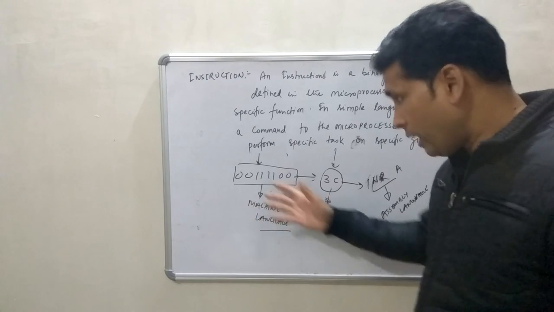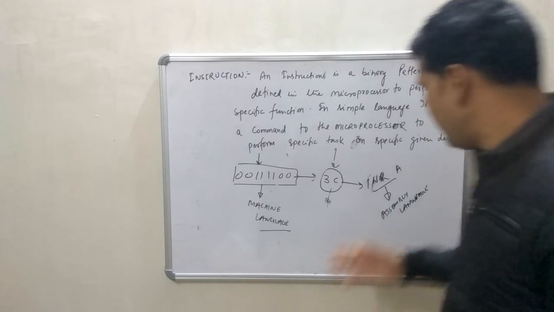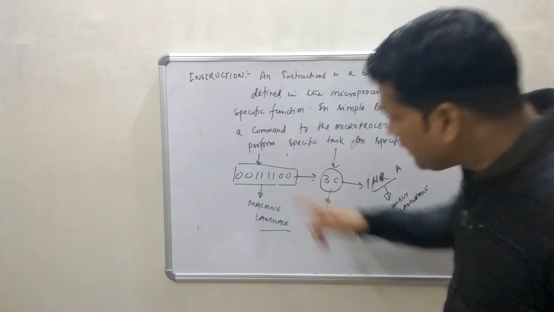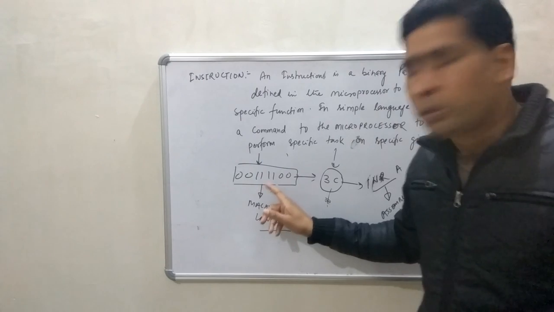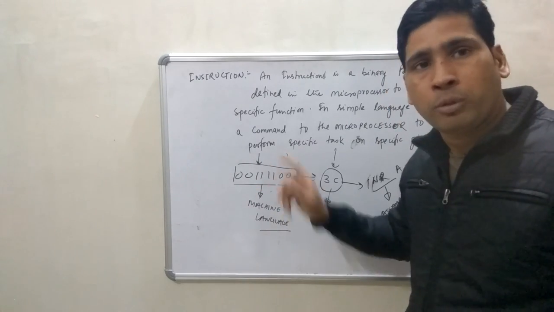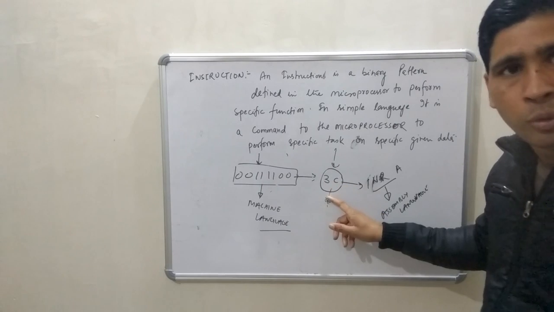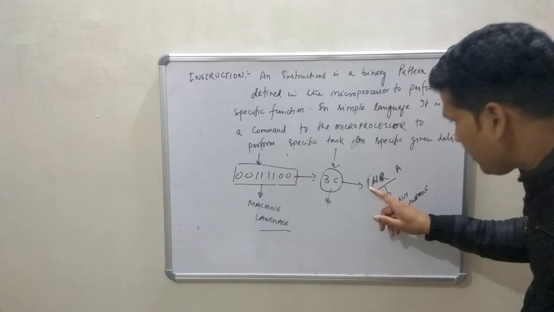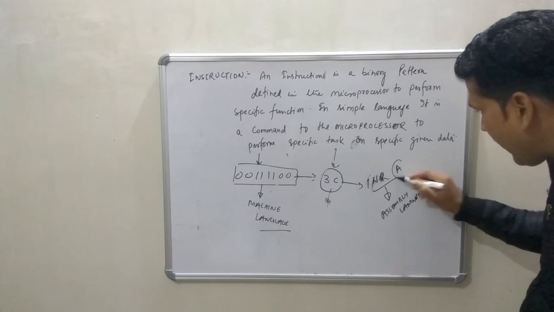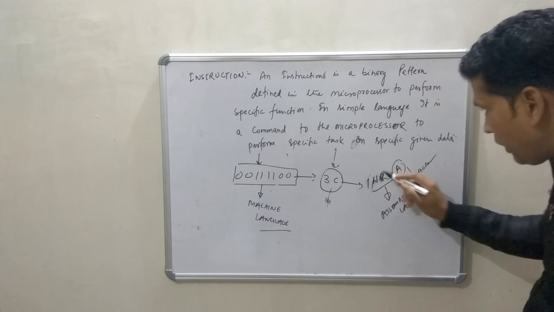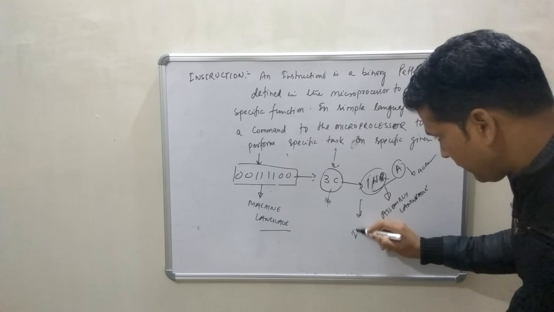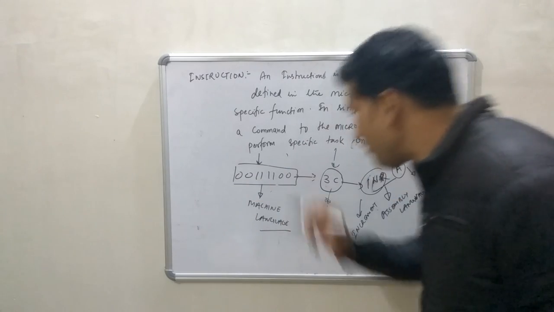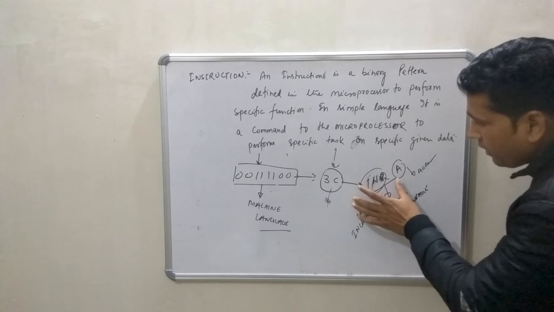Now let's see the big difference between machine language and assembly language. Taking the example of this particular code, it is very difficult to understand its meaning, same as with this code. But in the case of assembly language, you can see here INR A. A means accumulator, INR means increment. So compared to the other language, this language is very easy to understand.